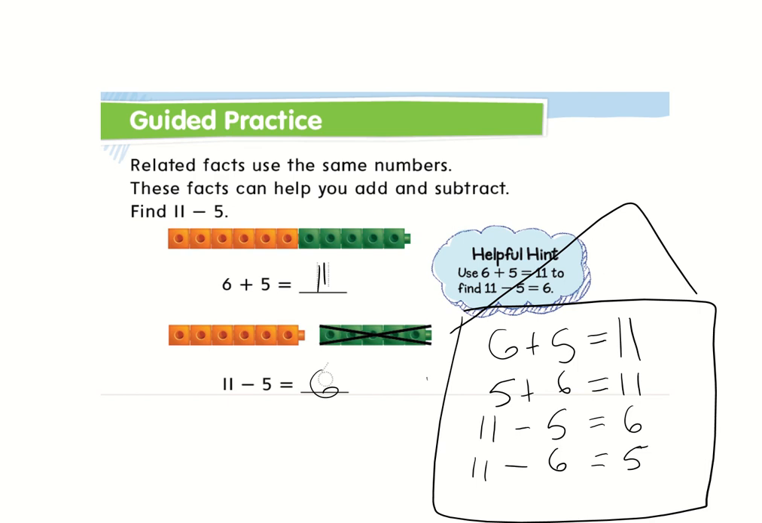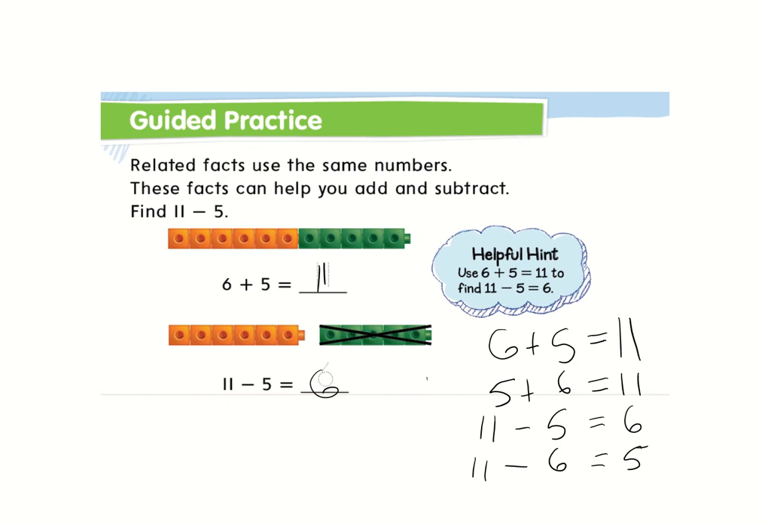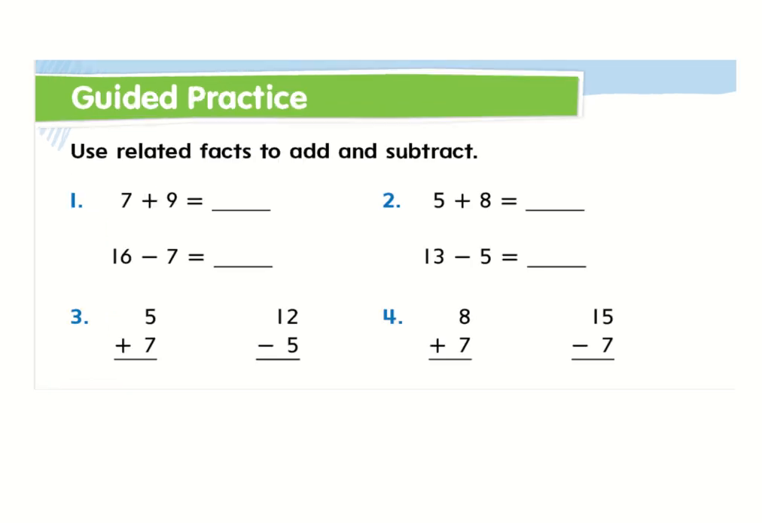I like to think of it as like a little house because the family stays in the same house. Now, 11 minus 6 equals 5, but take a look here. I have 3 numbers, but 4 problems. So if I know that 6 plus 5 equals 11, I also know 5 plus 6 equals 11. If I know 5 plus 6 equals 11, I know that 11 minus 5 is going to equal 6. And if I know 11 minus 5 equals 6, 11 minus 6 equals 5. So these all go together here, boys and girls.